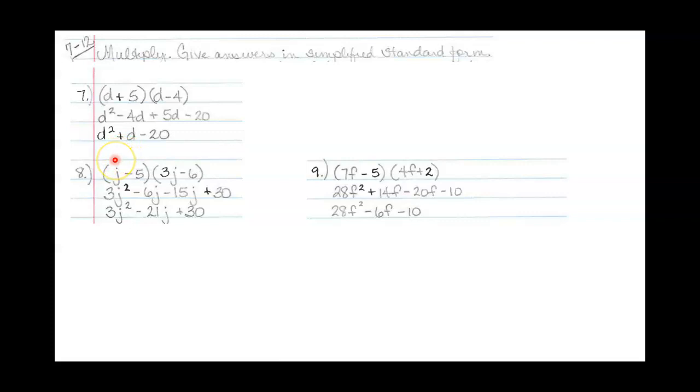So same idea, I'm going to FOIL. So first, j times 3j is 3j squared. j times negative 6 for the outer would be negative 6j. Negative 5 times 3j for the inner would be negative 15j. And then negative 5 times negative 6 would be positive 30 for the last. So our outer and inner are like terms that will combine. So negative 6 and negative 15 gives me negative 21j. And again, that is in descending power order, so that is in standard form.